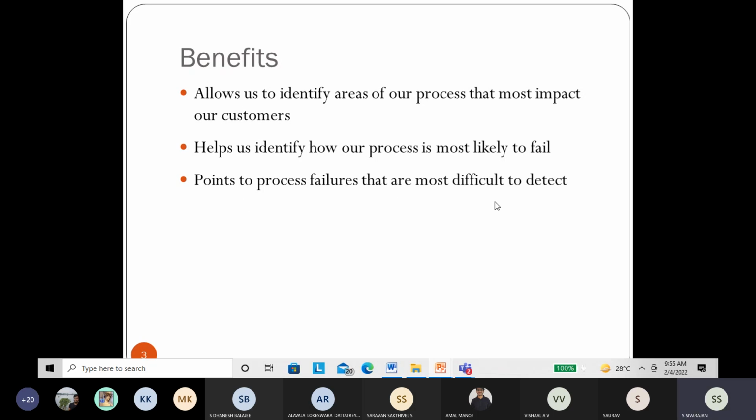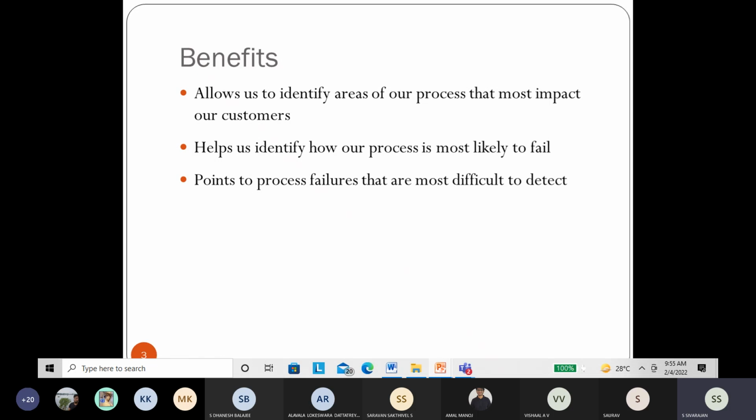It points to process failures that are most difficult to detect. That's what I'm telling you. Three things are there. What is the severity? I'm going to rank them. For example, if there is a failure mode, we have to see whether it is less severe or more severe, on a scale of 10.